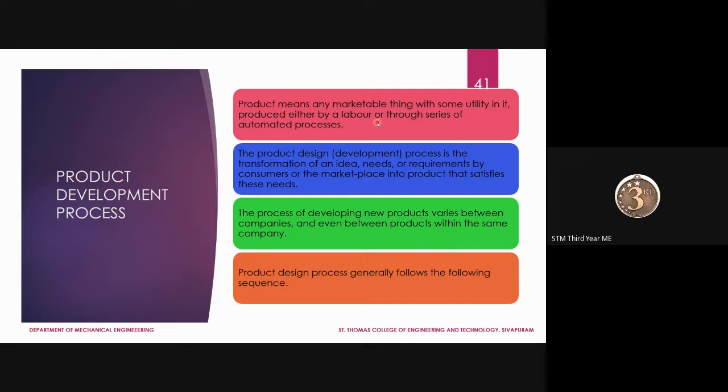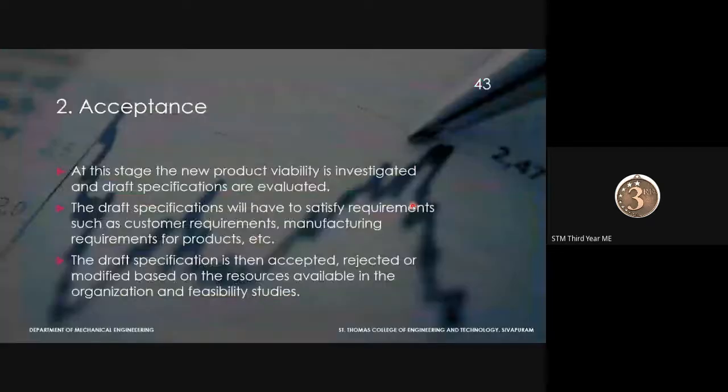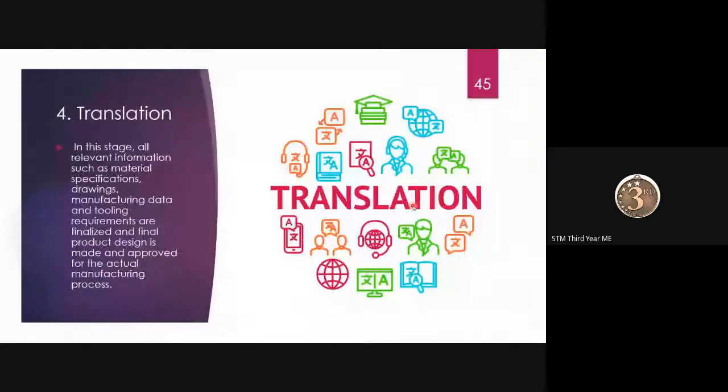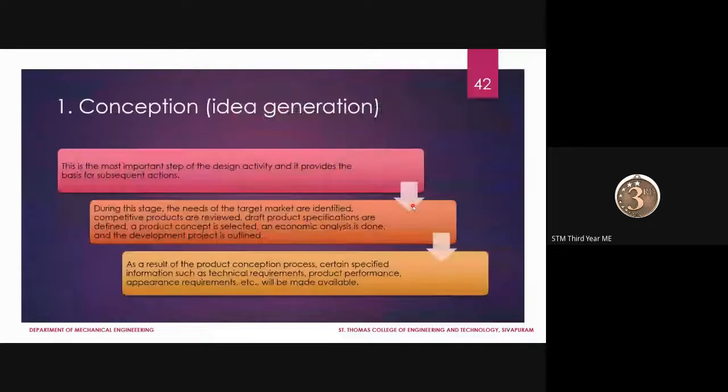Okay, it can be produced by a labor or automated processes, and there are some development processes or product design processes that are dealt here. So if the question comes for product design or product development, the same answer has to be written. And under product development, there are 5 types of development process. Okay, the first one is conception or idea generation.